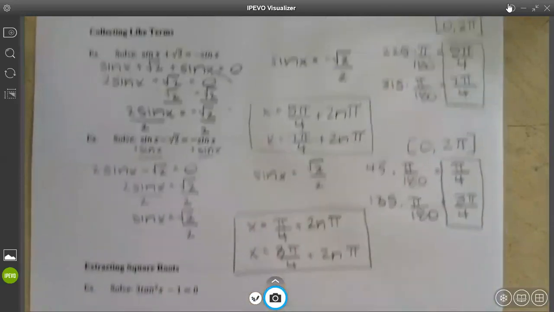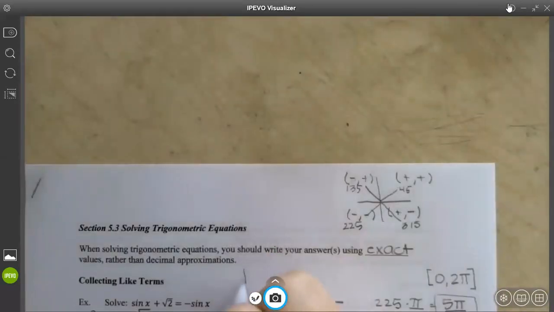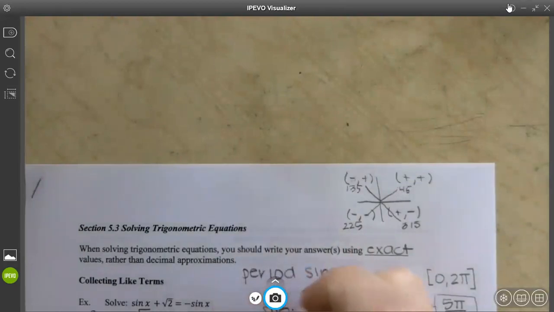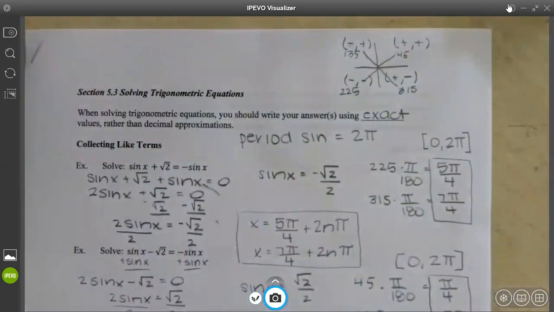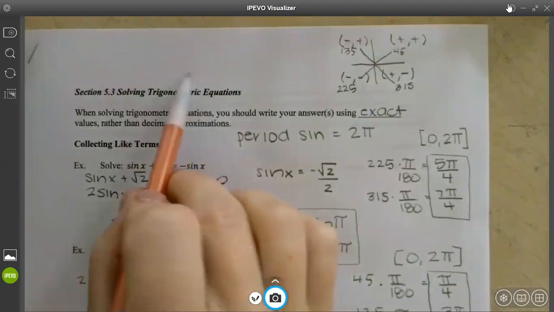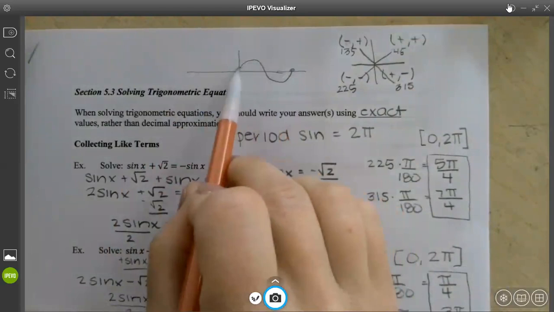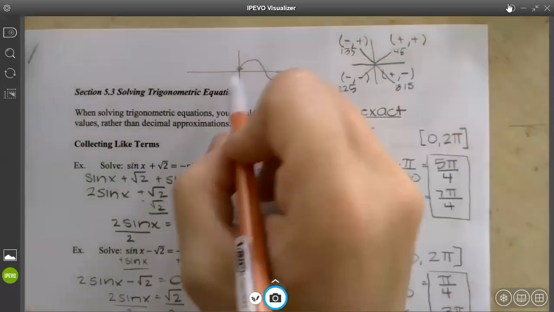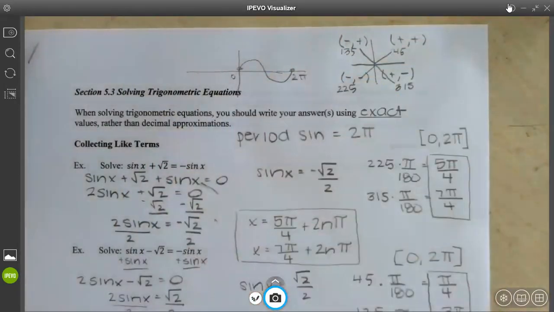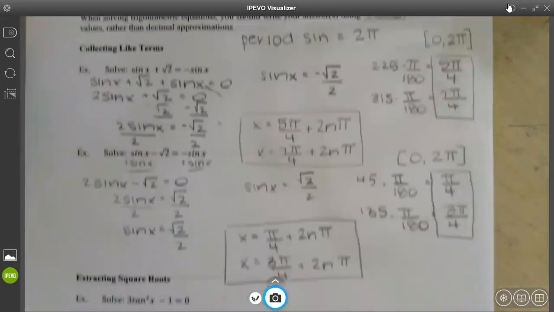Okay. Also remember, and I'll put it back down in a minute, the period of your sine function is 2 pi. We should kind of know that. Remember, it takes 2 pi, a full revolution, to get from 0 to 0. So like on your graph, to do that full wave goes from 0 to 2 pi. So that's your period, 0 to 2 pi.